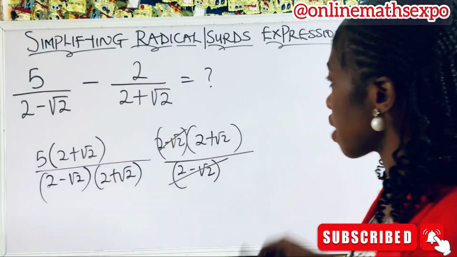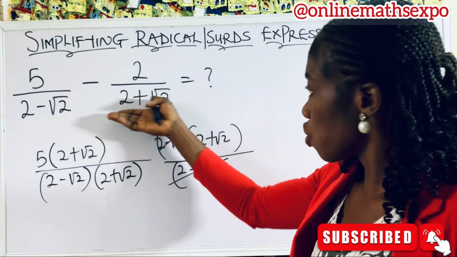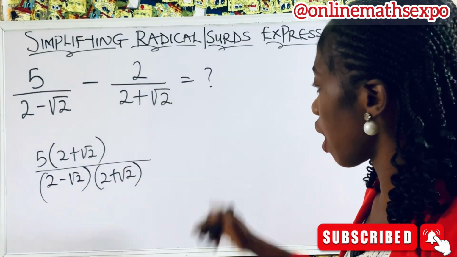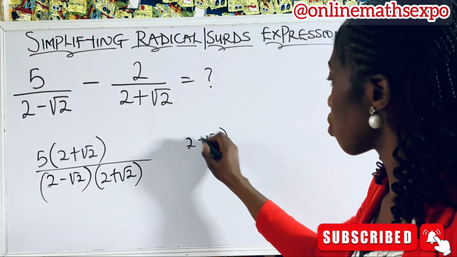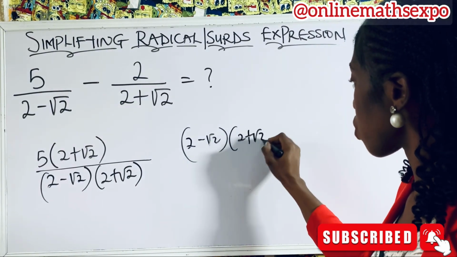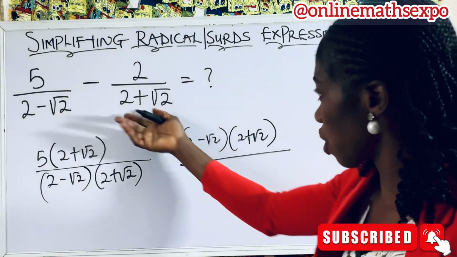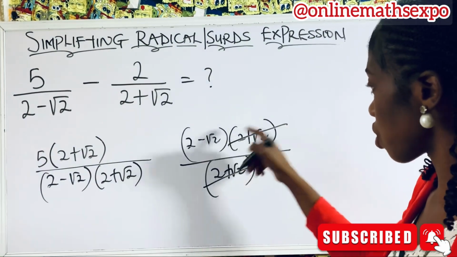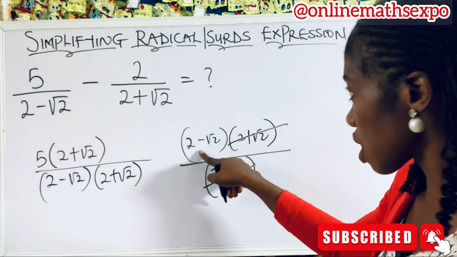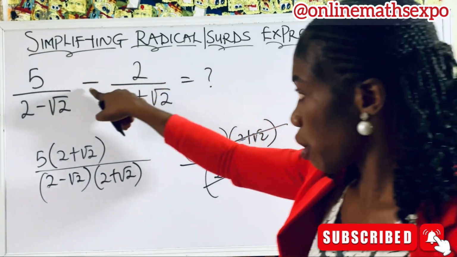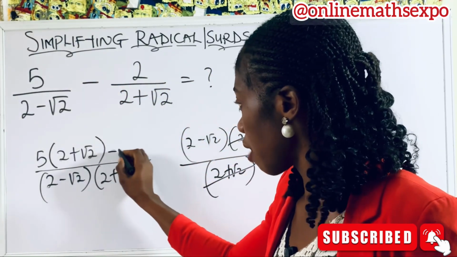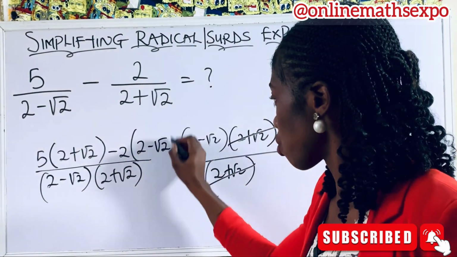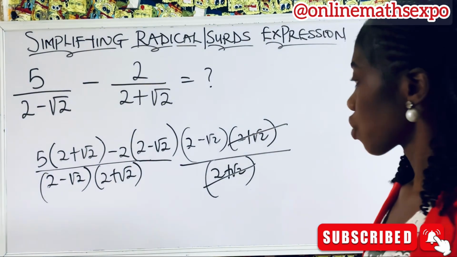So what do you do next? Do same here. Use this to divide this. So let's divide it. So we're going to have 2 plus root 2, divide it with 2 minus root 2, divide it with this. Let's see what we have. This will cancel this, you'll be left with this. Now use this value to multiply this. Remember there's a negative sign, so we're going to have negative 2 bracket 2 minus root 2. Did you see that?